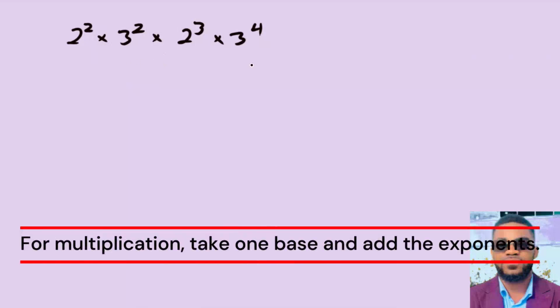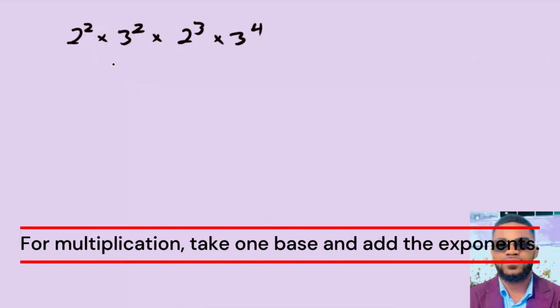We have 2 exponent 2 times 3 exponent 2 times 2 exponent 3 times 3 exponent 4. So how do we multiply this? To be successful in indices, you have to know the laws of indices or the laws of exponents. Now, this is multiplication of indices. So which law are we going to use to simplify this? And what is the law saying?